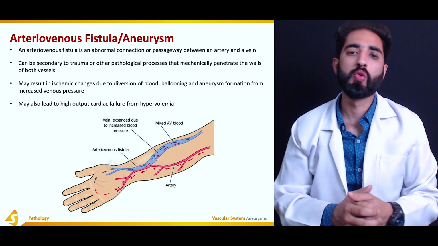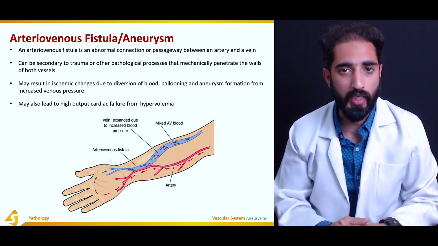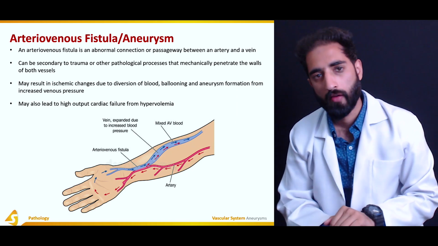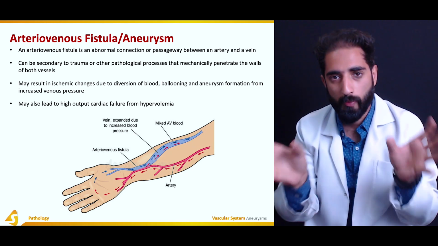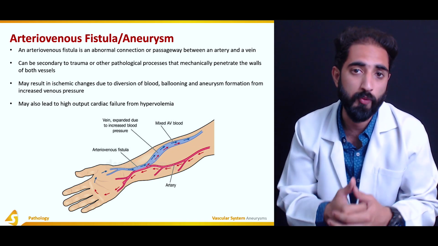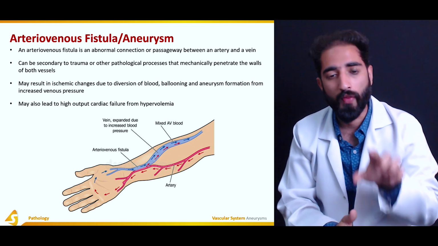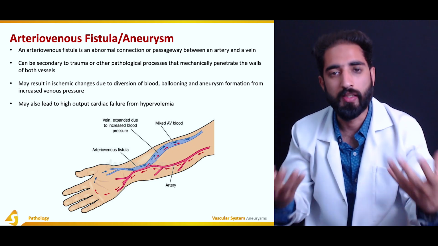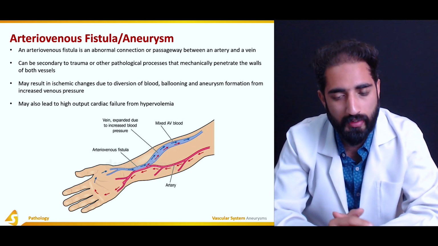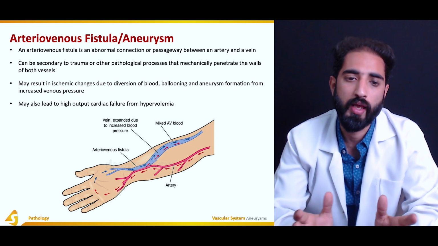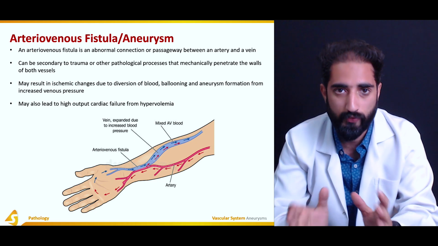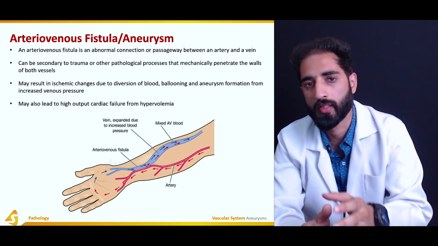Now, moving on to the last type of aneurysm, which is the fistula, or arteriovenous fistula. A fistula is a communication between two compartments or two regions between which a natural communication does not occur. This abnormal communication results in the formation of a venous aneurysm. How does that occur? Let's look at it in detail. An arteriovenous fistula is an abnormal connection or passageway between an artery and a vein. That is why it is called arteriovenous fistula.